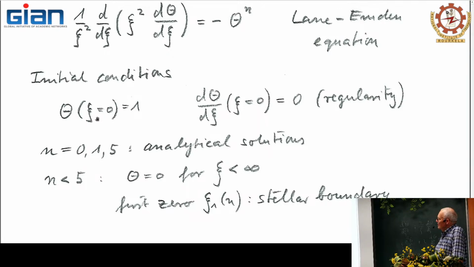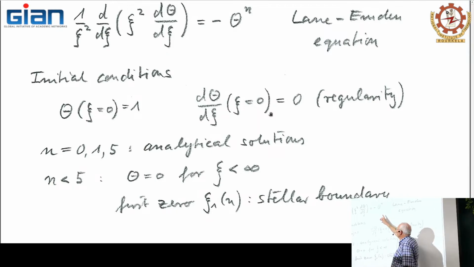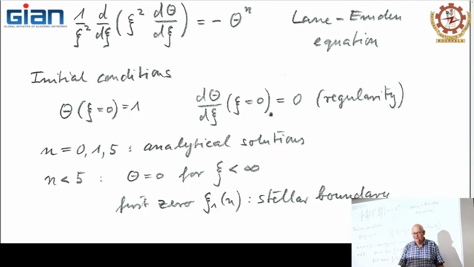Actually, once we consider n equals 0, we obtain an analytical solution. An analytical solution is also obtained once the polytropic index is 1, and also for polytropic index n equals 5, we obtain an analytical solution. Why is that? Well, take n equal to 0, then we have unity on the right hand side, and we have a linear equation of second order.